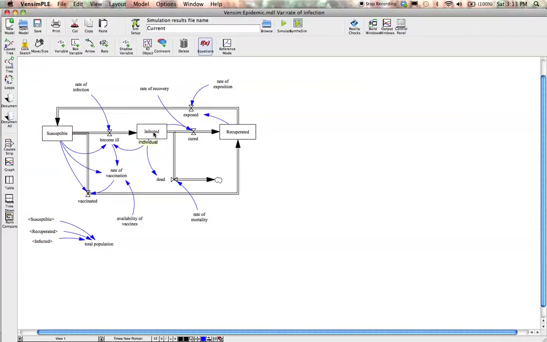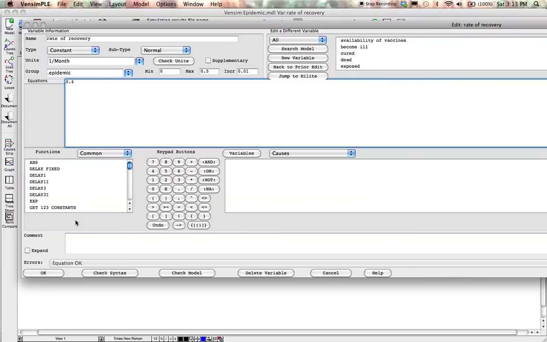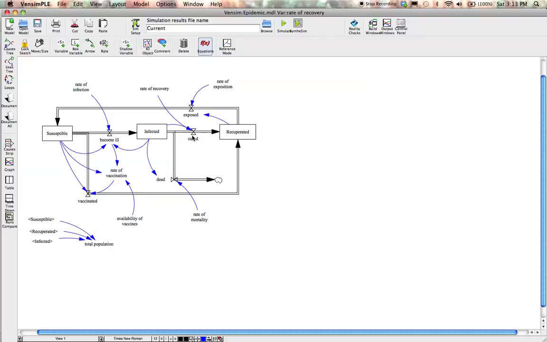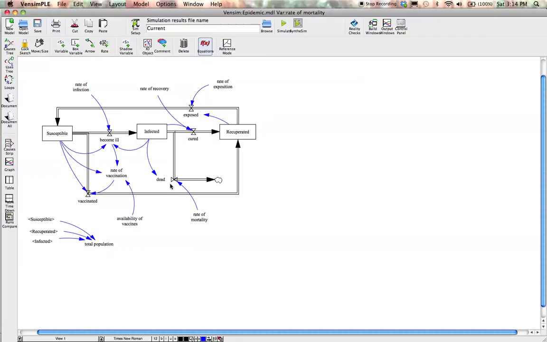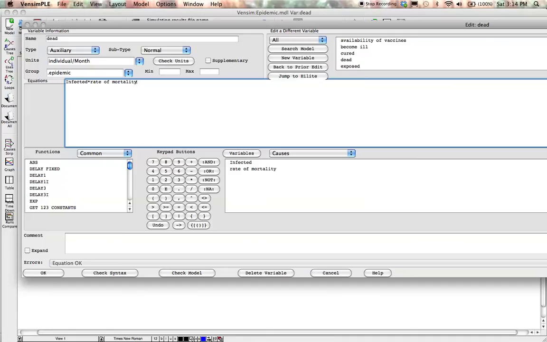Once they become infected, the infecteds can become recovered through a rate of recovery. This is what we call the gamma in the SIR model. It has units of 1 per month, and if that happens, they can become fully recovered. They can become cured, but they can also die, and there's a rate of mortality here. The dead are the product of the infected times that rate of mortality, a first order process. This wasn't included in the SIR model, where the infected can only be recovered but cannot die. In this case, they can.